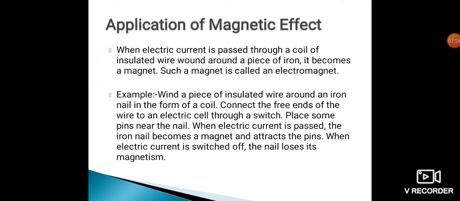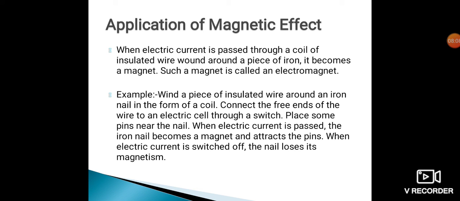Application of magnetic effect: when electric current is passed through a coil of insulated wire wound around a piece of iron, it becomes a magnet. Such a magnet is called an electromagnet. That means the magnet which is formed by using electrical energy is called an electromagnet, because it is not a natural magnet; as it is formed using electrical energy, hence the name electromagnet.